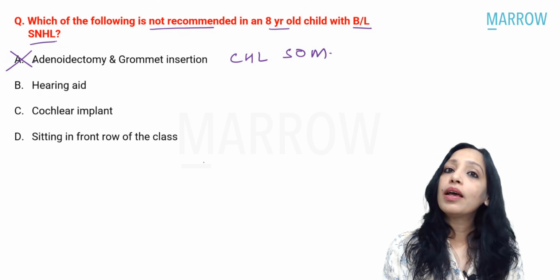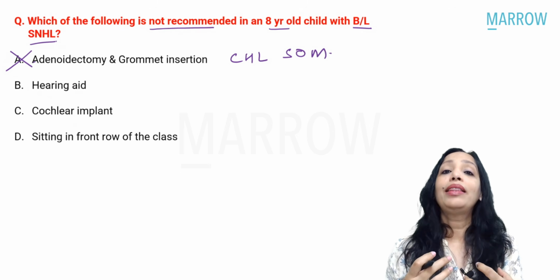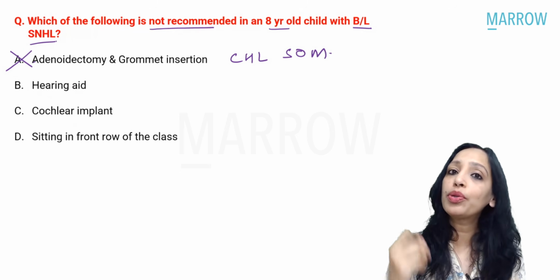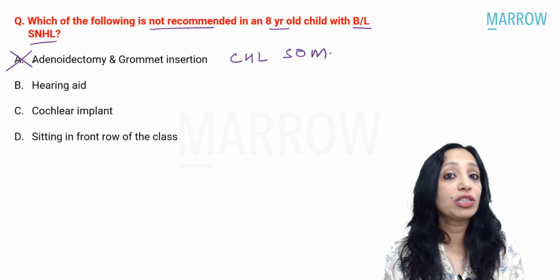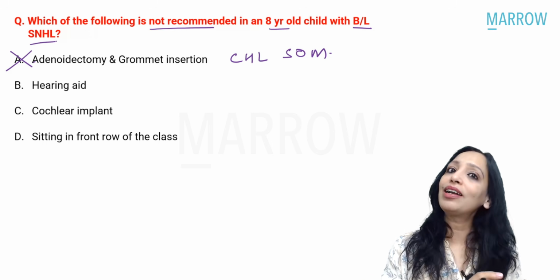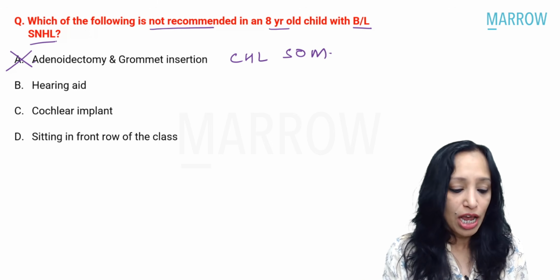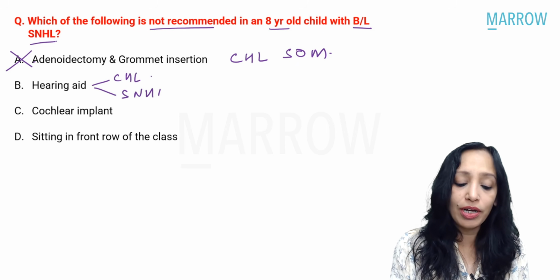Hearing aid, what do hearing aids do? Hearing aids collect the sound, amplify it and send it forward to the ear. So a hearing aid can be used in any hearing loss, be it conductive or sensorineural hearing loss. So this can be used for both conductive hearing loss as well as sensorineural hearing loss.